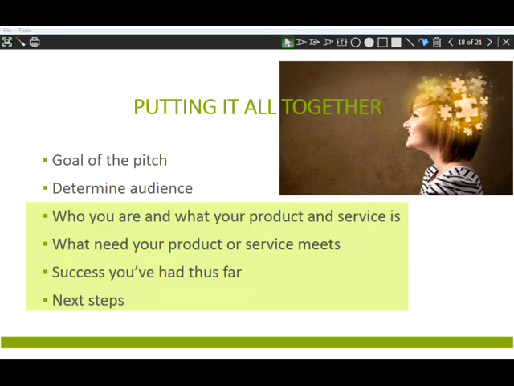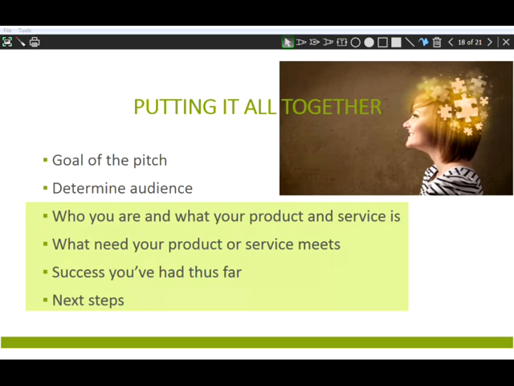And then the four true steps are talking about who you are and what your product and service is. And of course, that's going to be the shortest amount of time that you'll spend in your pitch. And then you want to talk about the need your product or service meets. And that's the most important part. And remember too, there's really two parts to that. You want to talk about that void and be able to help meet their need. And you also want to talk about the unique value that it brings as well.